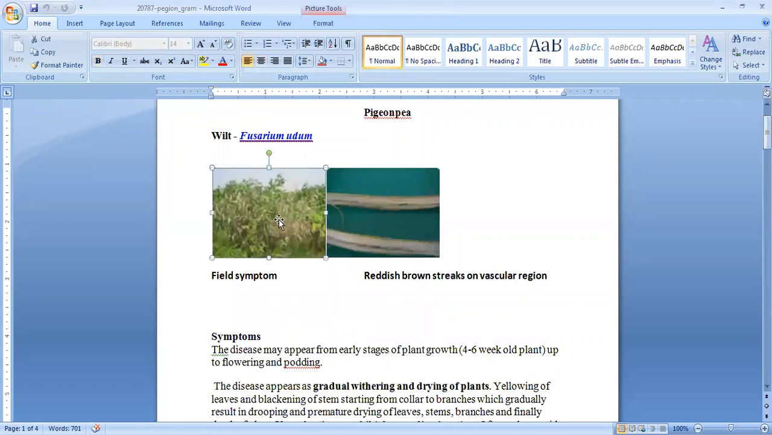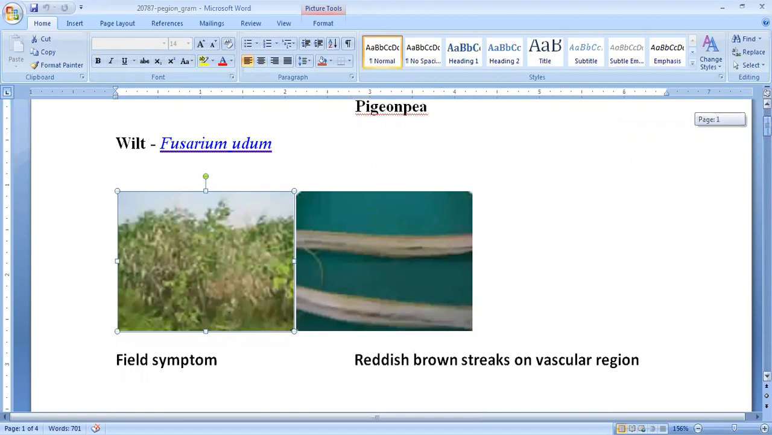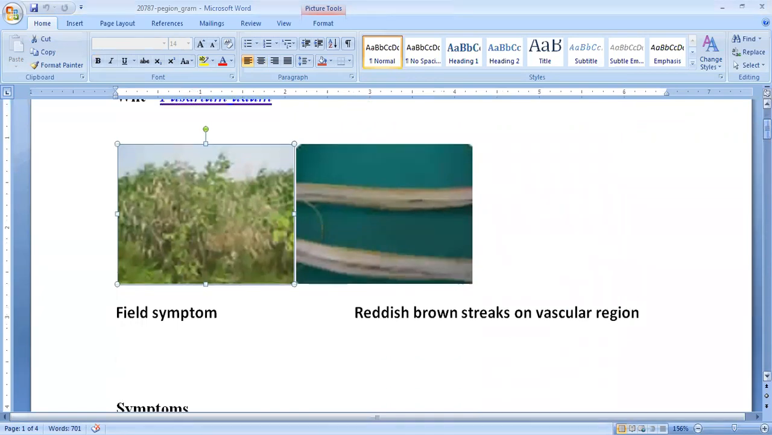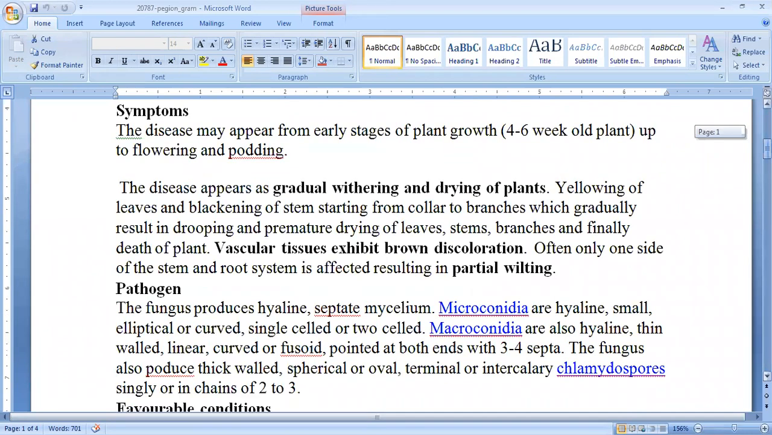Here you see the field which is showing wilted plants, and we also see red streaks, brown streaks on the vascular region of the root and stem. Now, the symptoms start from the early stage when the plant is 4 to 6 weeks old and continue up to the flowering and podding stage.